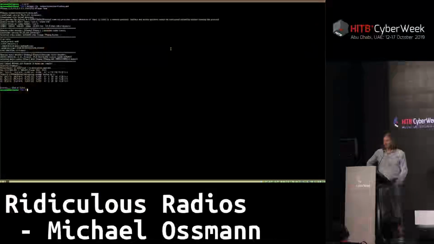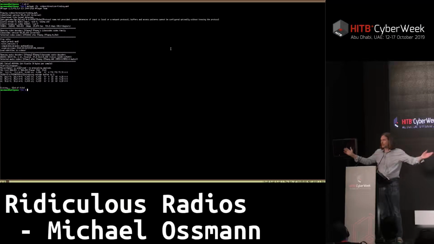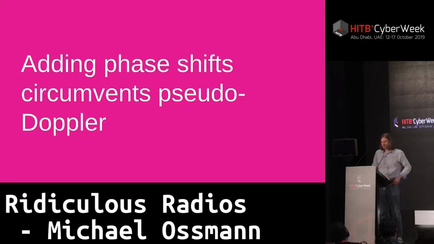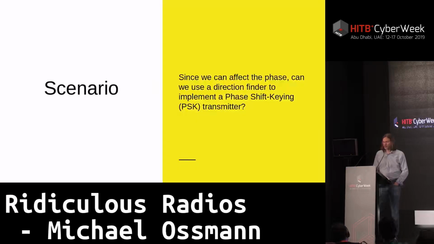Turns out this worked really well. He was able to fool my direction finding setup. I was getting useless information about what direction his signal was coming from. So adding phase shifts can actually circumvent pseudo-Doppler direction finding, which is probably one of the reasons why pseudo-Doppler direction finding isn't as popular today as it used to be, because it can be circumvented in some ways.